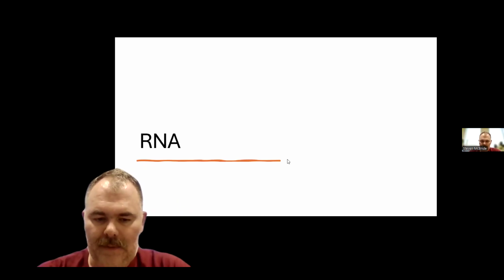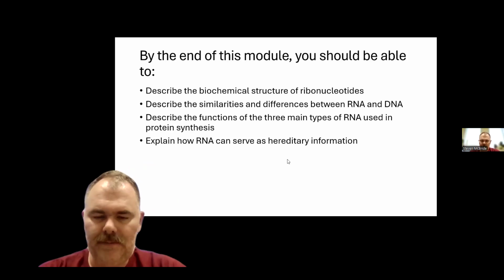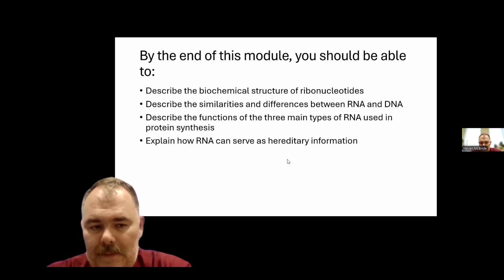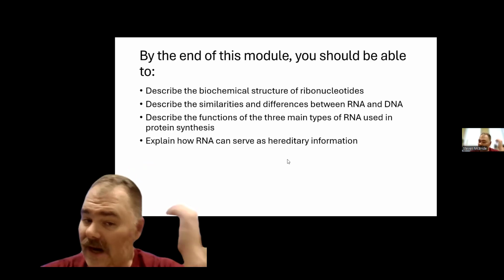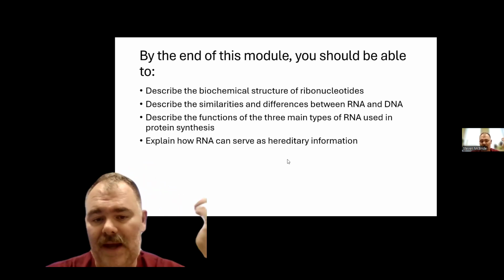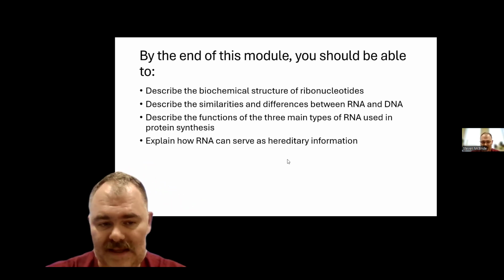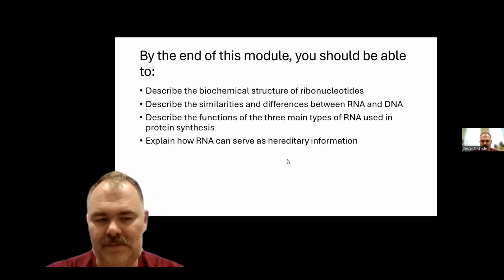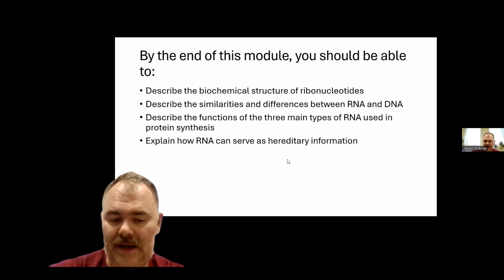All right, so by the end of this module, you should be able to describe the biochemical structure of ribonucleotides, describe the similarities and differences between RNA and DNA, and describe the function of the three main types of RNA used in protein synthesis, as well as explain how RNA can serve as hereditary information.